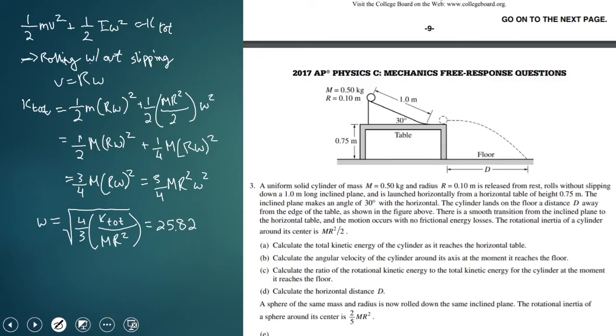25.82. And so I believe if you use 9.8 initially for gravity and kept that answer, you get something like 25.6. Otherwise, it's acceptable to go anywhere up to 26 radians per second. So our units would be radians per second. So yeah, that was the angular velocity.